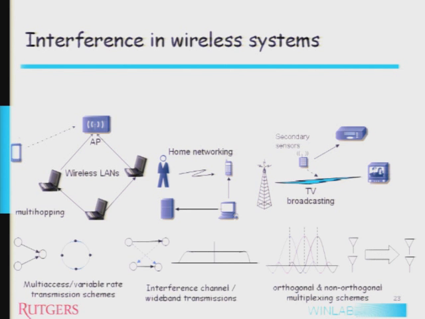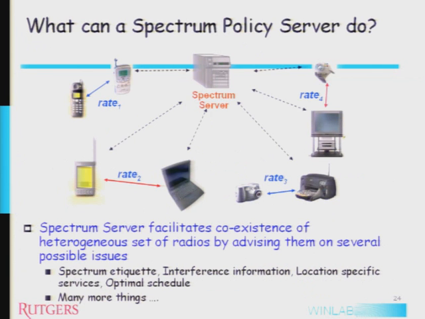The physical layer is actually varied in this case: multi-access, interference channels, and orthogonal and non-orthogonal transmission schemes. So one thing is, how do we get these heterogeneous networks to coexist? Our proposal is a spectrum server which just facilitates coexistence of a heterogeneous set of radios by advising them on several possible issues. So basically, these links just subscribe to the spectrum server, and this spectrum server advises them on spectrum etiquette, interference information, location-specific services, optimal schedule, and many more things.